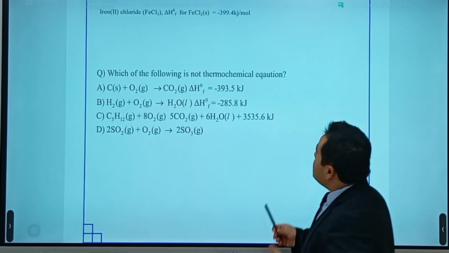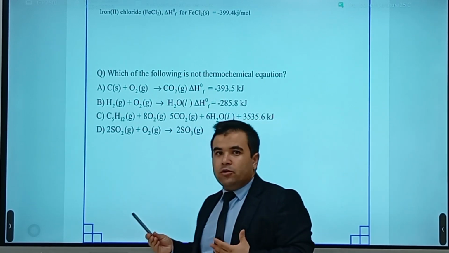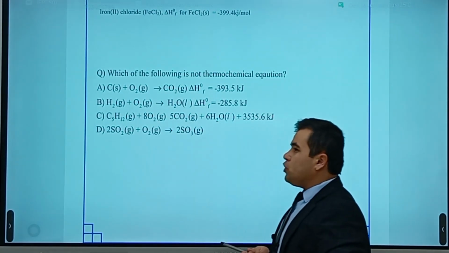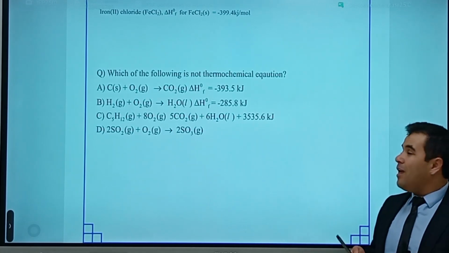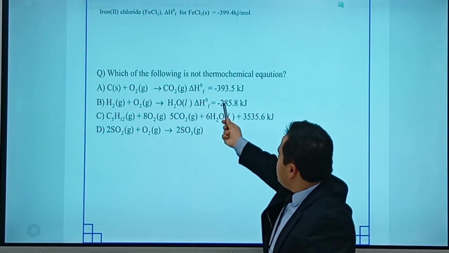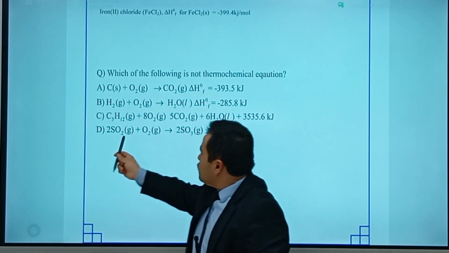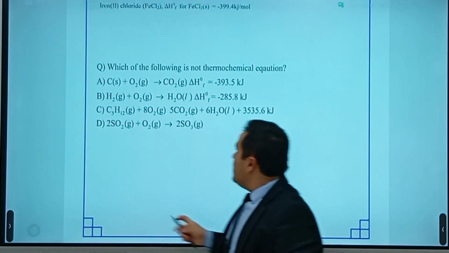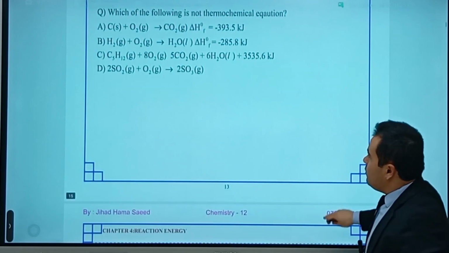Which of the following is not a thermochemical equation? We said a thermochemical equation is an equation that must represent the enthalpy of the reaction. So you can say the first one represents it, the last one does not represent it, so the last one is not a thermochemical equation.